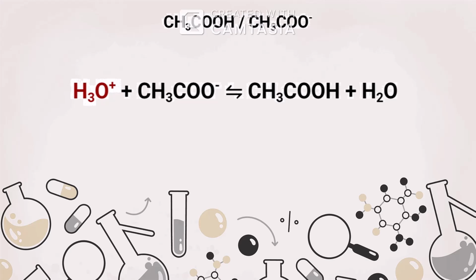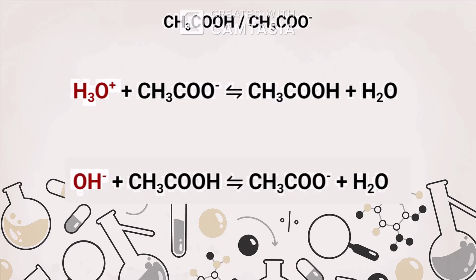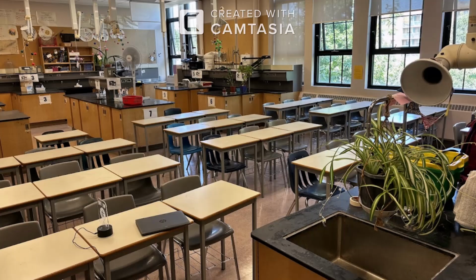Similarly, if small amounts of hydroxide ion are added due to the addition of a base, the hydroxide ions react with the weak acid of the buffer system, or in this case, the acetic acid, in the reaction shown. As a result, there aren't any free-flowing hydroxide ions, and the pH of the solution does not change much, if at all. Let's look at this through an analogy.